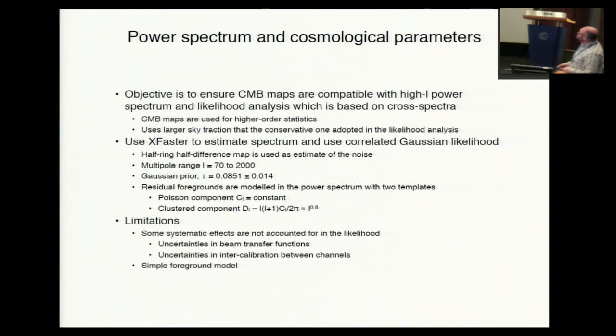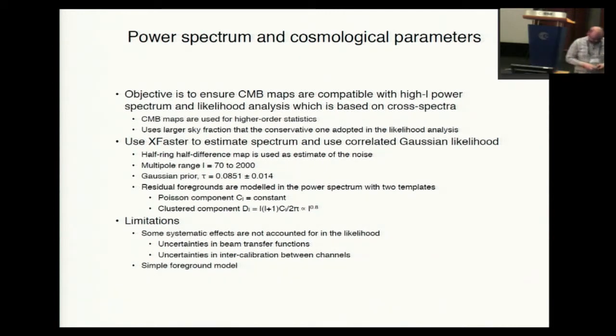We've used XFaster, a power spectrum code, to estimate the spectrum, and a correlated Gaussian likelihood to evaluate the cosmological parameters. The half-ring, half-difference maps can be used to assess the noise. The multipole range that was used for this is 70 to 2000, and a strong prior was put on tau because we're not using the low-L likelihood or any polarization. And residual foregrounds are modeled in the power spectrum with just two templates. There's a Poisson component with a constant power spectrum, and a clustered component, where D_L, that's L squared C_L over 2 pi, goes as L to the 0.8.